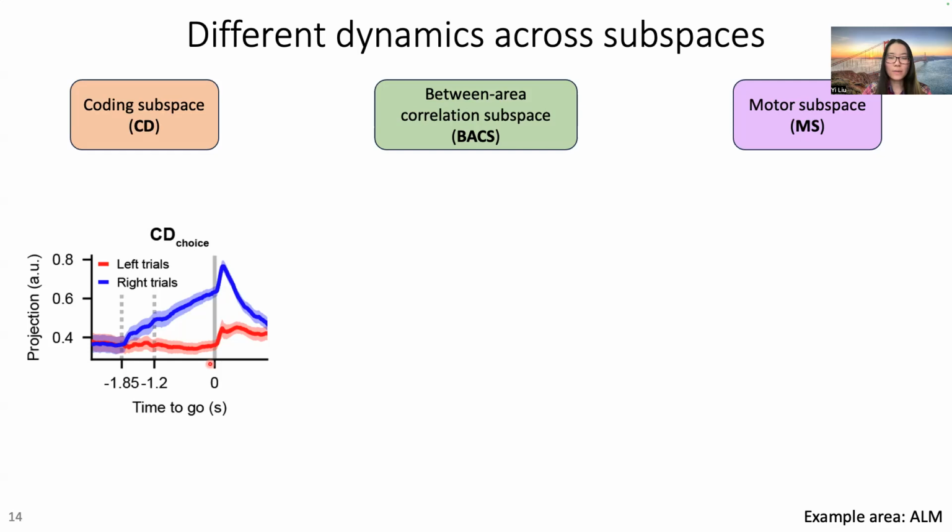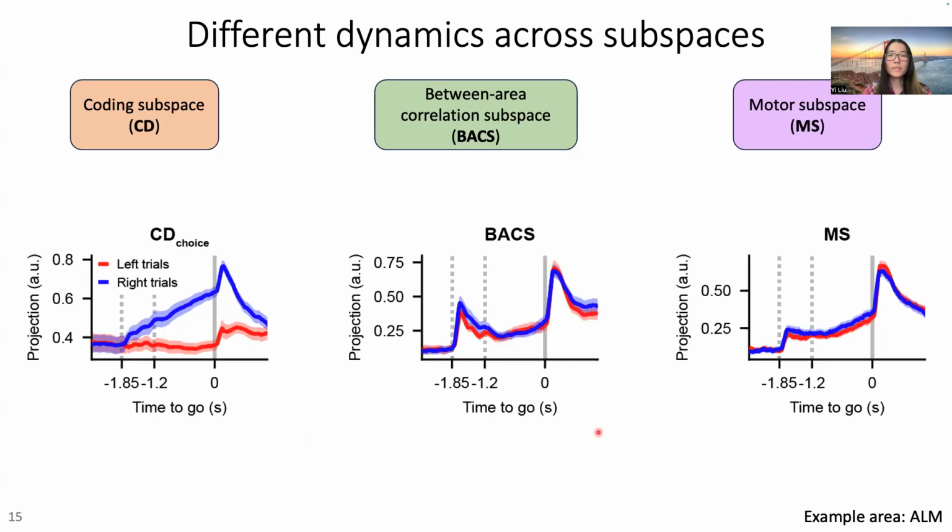So what could the dynamics look like in the other two subspaces? It would totally make sense even if they looked very similar to the coding subspace. But instead, we found that although the dynamics within BACS and MS are epoch dependent, they have little selectivity, as indicated by the little separation between the two traces. We see that the dynamics are very different across different subspaces.